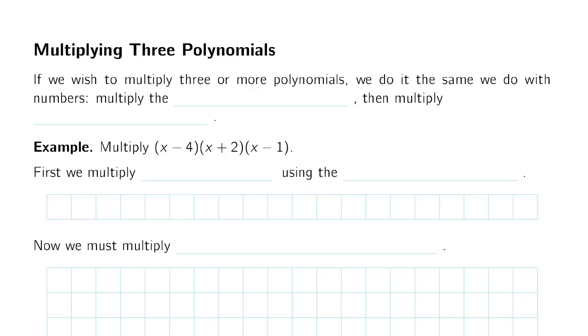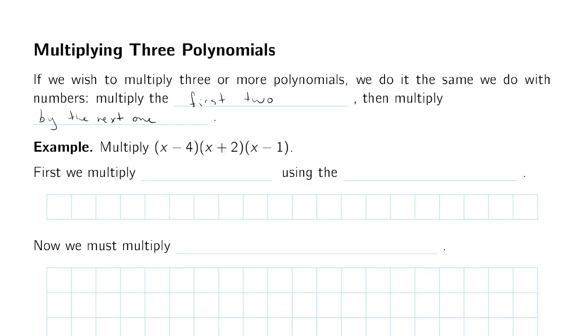If we have 3 or more polynomials that we want to multiply by, we go exactly the same way we would if we were multiplying 3 or more numbers. We multiply 2 at a time. So we multiply by the first 2, and then multiply by the next one. Right, so we just multiply 2 polynomials at every step.